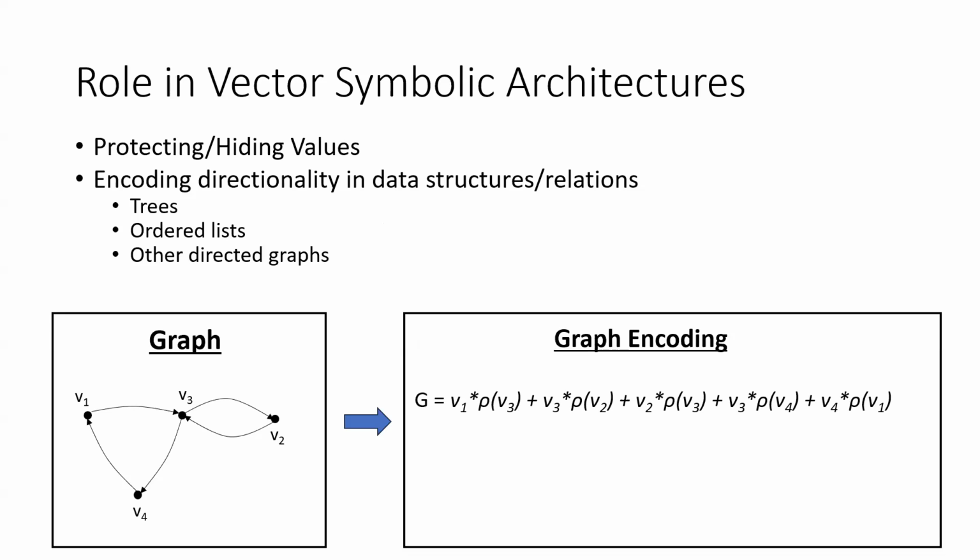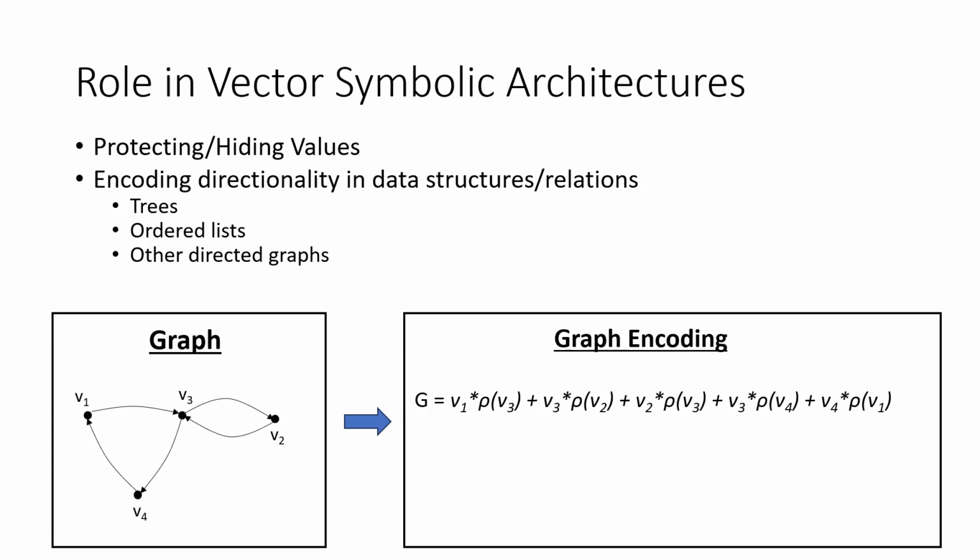So, the role of permutations in vector symbolic architectures. I'm going to focus on the role as I've used it. That's not to suggest that there aren't other roles. It is helpful for indicating directionality. We all know that if you have A plus B, we can't differentiate that from B plus A. We know that if you have A bound with B, we can't differentiate that just as it is from B bound with A. And permutations afford us the capability to differentiate.